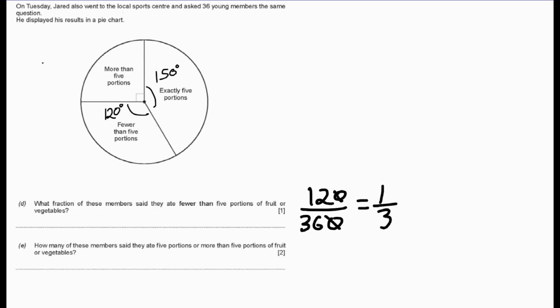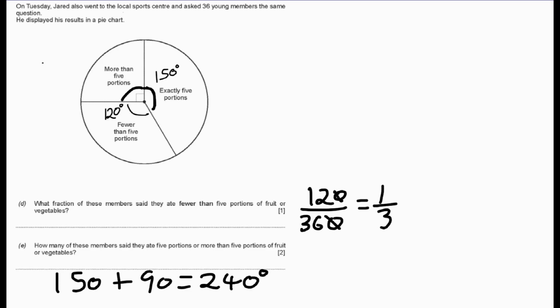For the next part of the question, how many members said they ate 5 portions or more than 5 portions of fruit or veg? So 5 portions or more than 5 portions. In total, that's going to be 150 plus 90, which is 240 degrees.